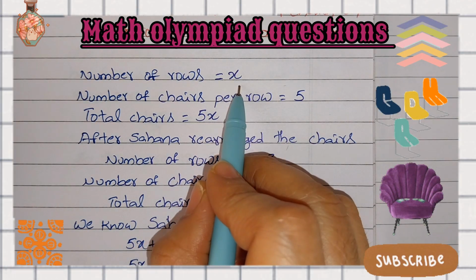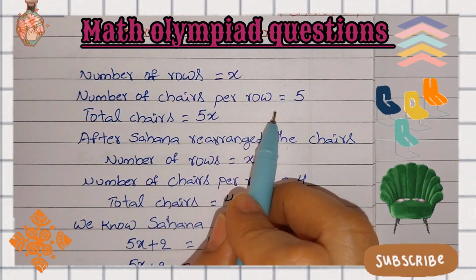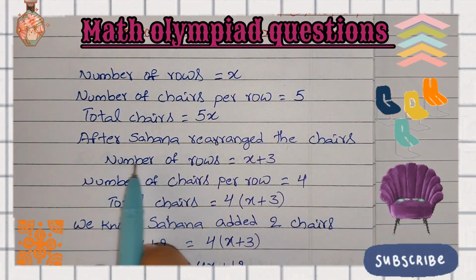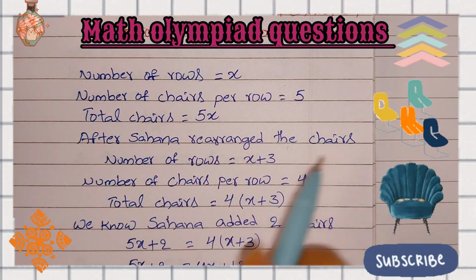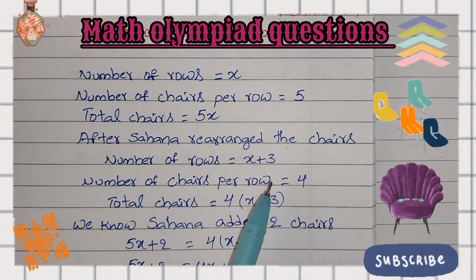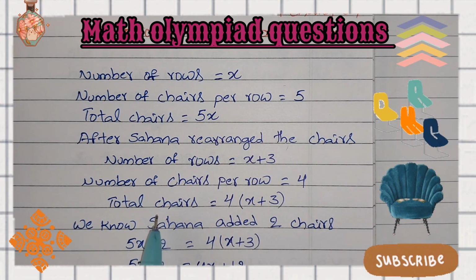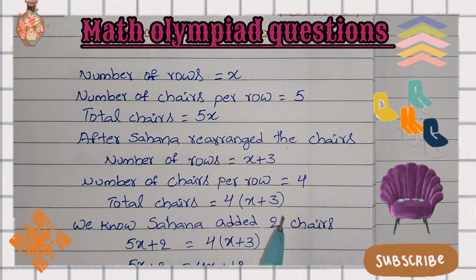Let's assume that the number of rows equals x. Number of chairs per row equals 5. Total chairs equals 5x. After Sahana rearranged the chairs, number of rows equals x plus 3. Number of chairs per row is 4. Total chairs equals 4 of x plus 3.